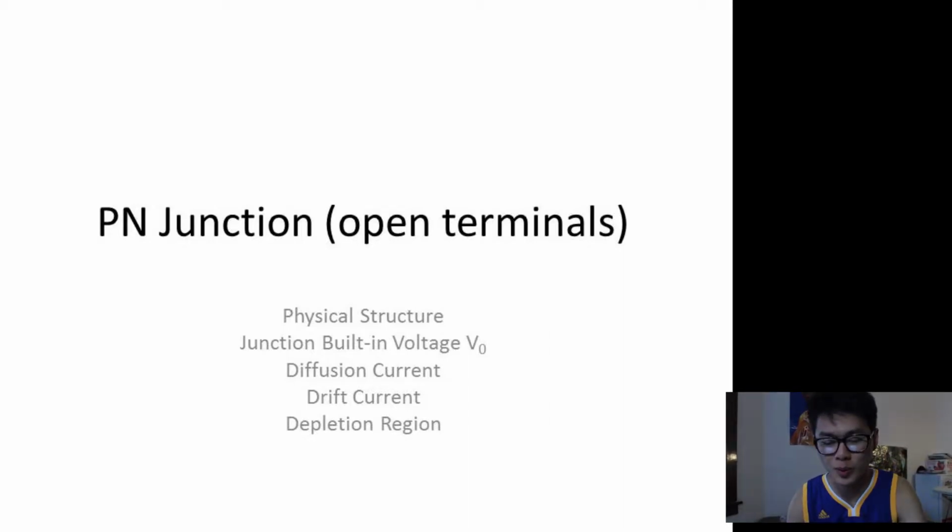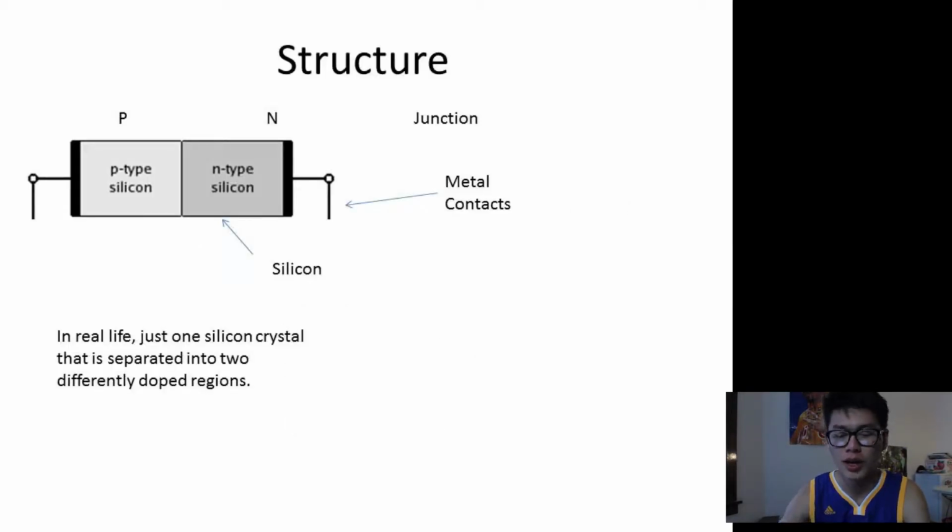Alright, today we're going to be talking about PN junctions with open terminals, so there's no applied voltage. We first look at the structure. PN junction stands for P, which is positive, and N, which is the negative type, and then junction. So you have a P-type side and then an N-type side. In theory, it's supposed to be two different silicon crystals, but in real life, you just dope two sides of a singular silicon crystal to create two different halves.